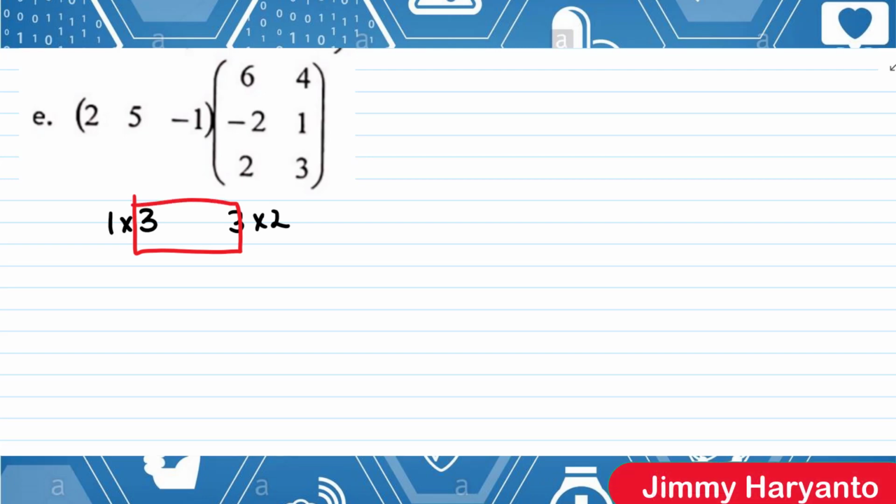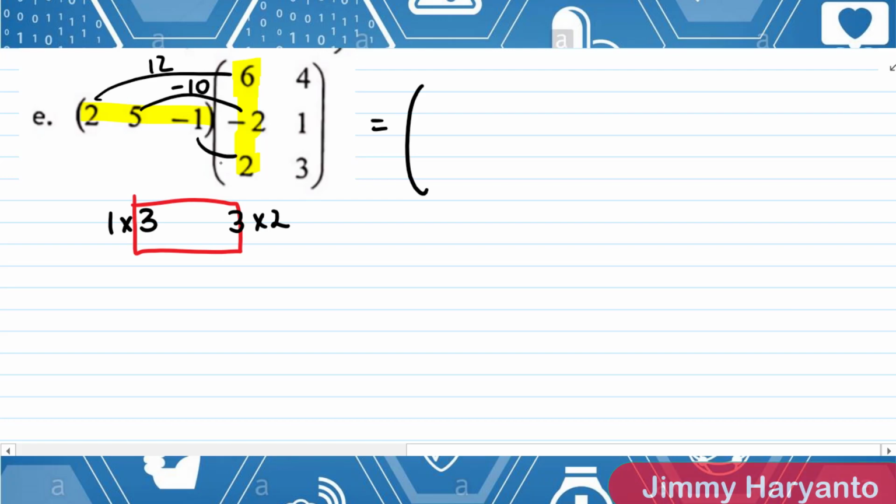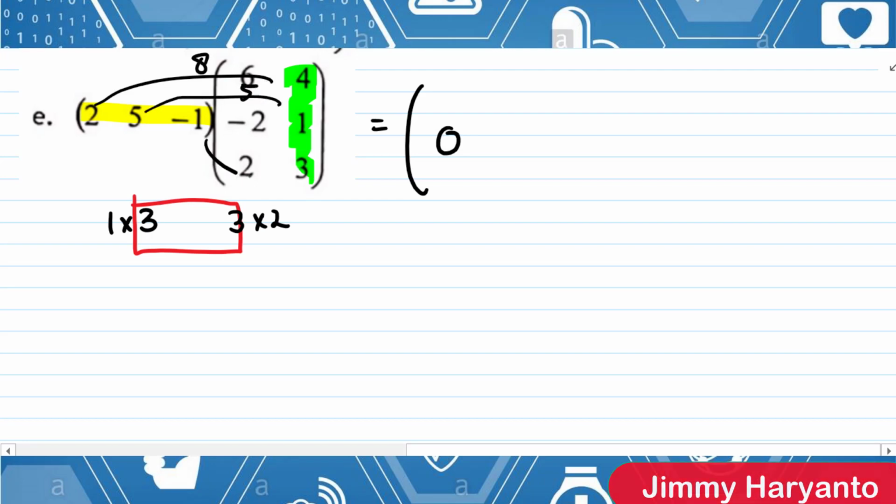So the first is first row and first column. When we multiply it, we will have 12. This times this is 12. This times this is -10. This times this is -2. So 12 minus 12 equals 0. So the first is 0, and then the next is this times this equals 8. This times this equals 5, and this times this equals -3.